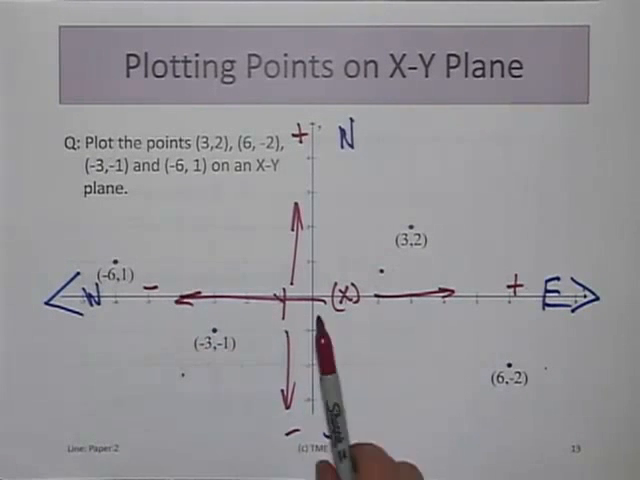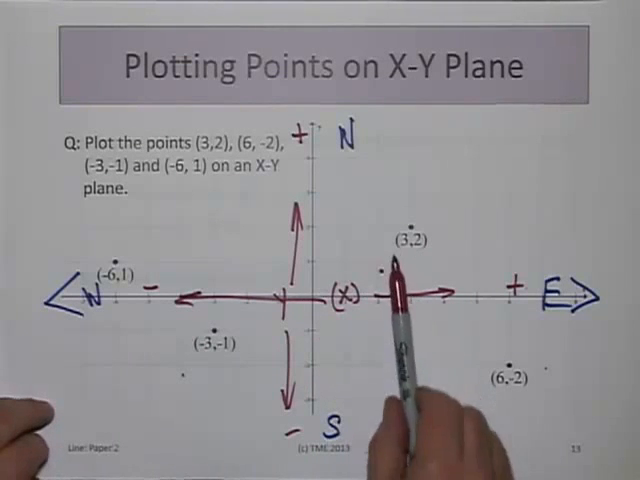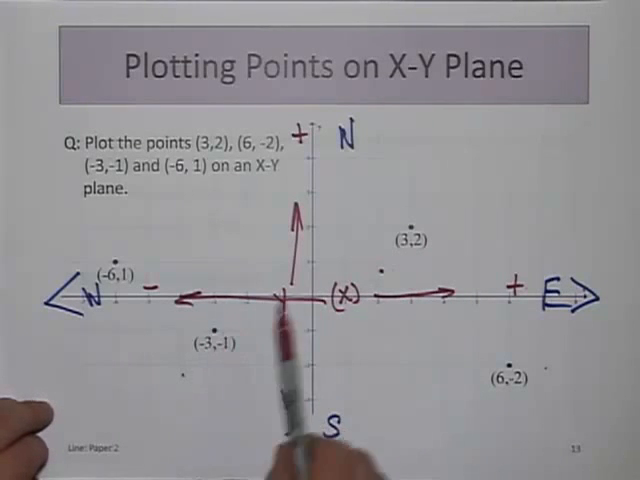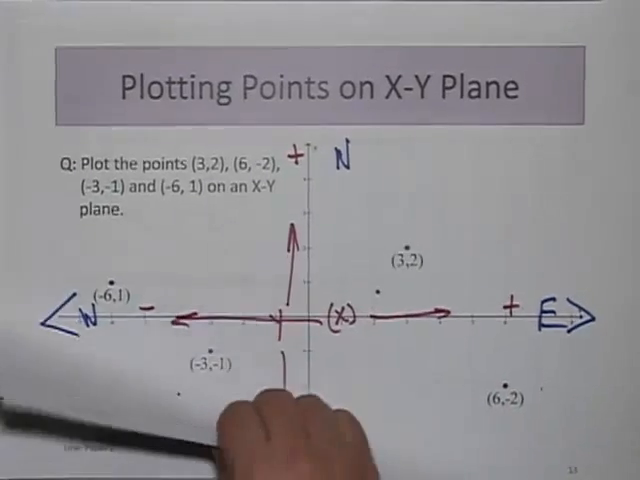So the points there are 3, 2, means 3 out and 2 up, always horizontal first, minus 3, minus 1, minus 6, 1, and then 6, minus 2. So always horizontal first.